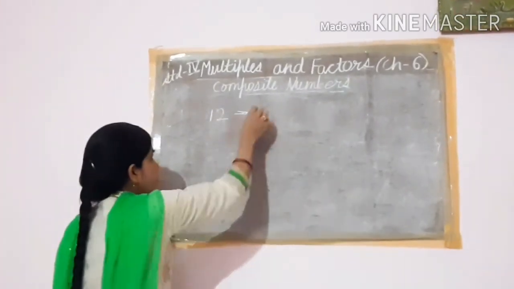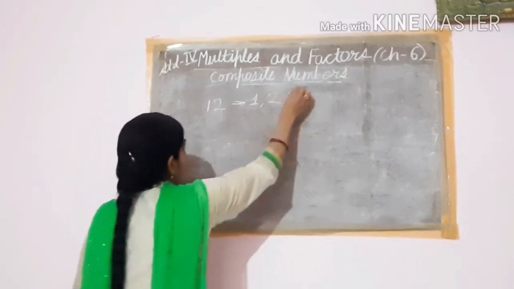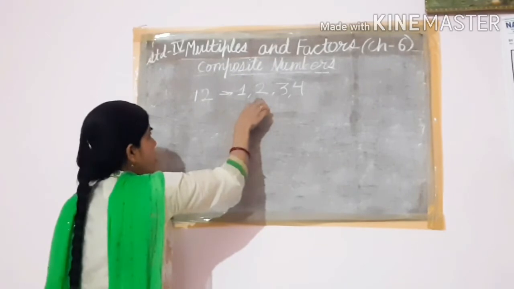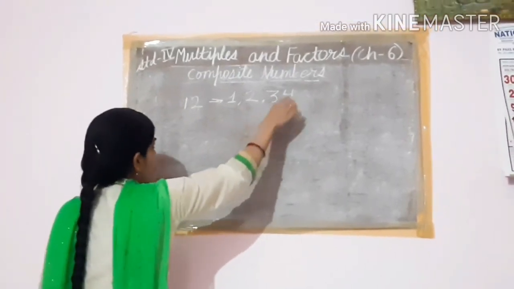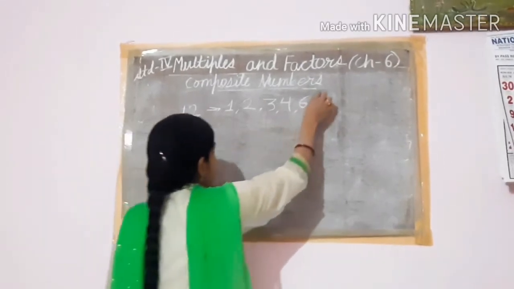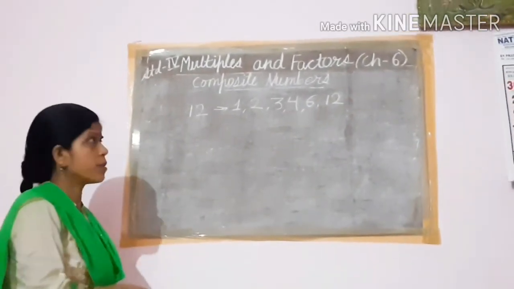So it has many factors: 1 12s are 12, 2 6s are 12, 3 4s are 12, 4 3s are 12, 6 2s are 12, and 12 ones are 12. Many factors, so it is a composite number.